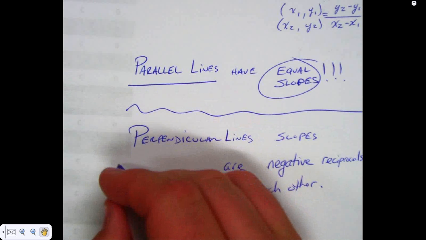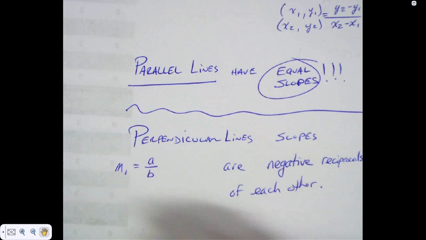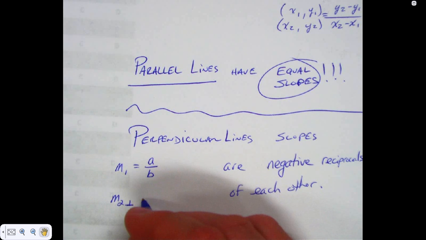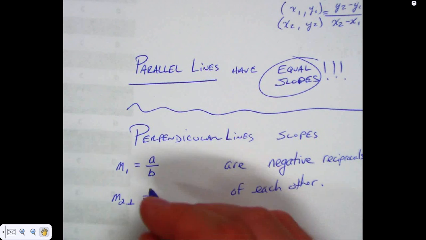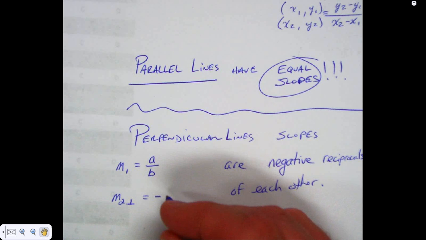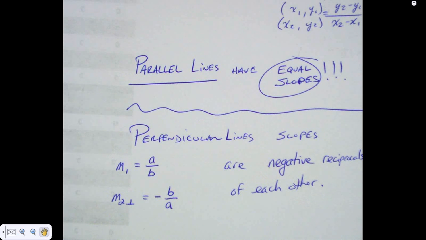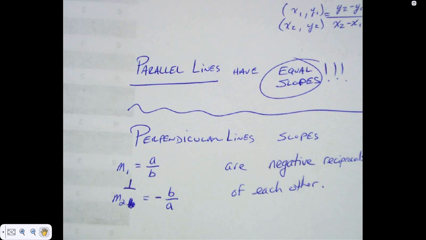If the slope of line 1 is A over B, the slope of line 2, which is perpendicular to it, is what? What would the negative reciprocal of A over B be? Negative, change the sign, and then what's reciprocal? Flip the fraction. Change the sign, flip the fraction. These two are perpendicular.